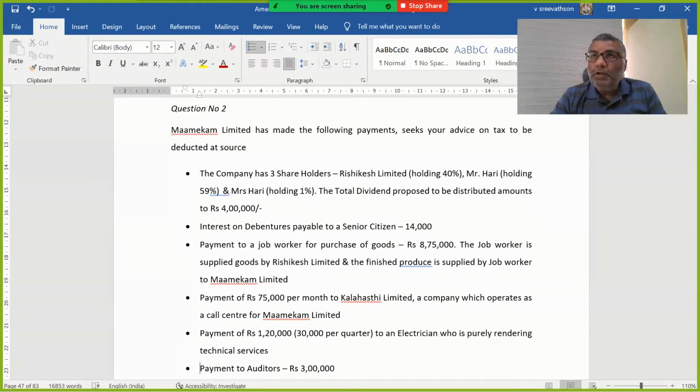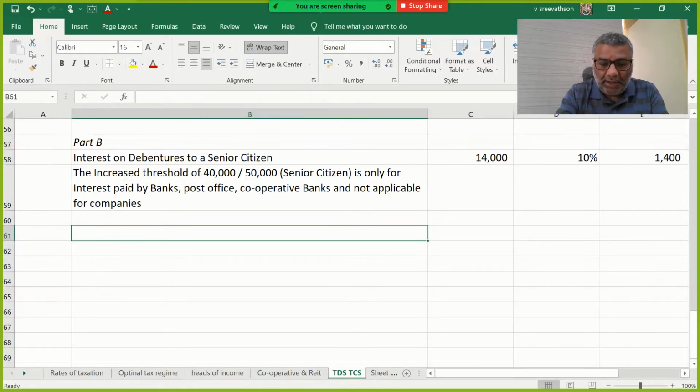Payment made to a job worker for purchase of goods, 8,75,000. The job worker is supplied goods by Rishikesh Limited. Already we know that Rishikesh Limited is a substantial interest holder. He is holding 40%. Anybody holding more than 20% is a substantial interest holder and is a relative. And the finished products are supplied by the job worker to Mamekam Limited. Okay, part C.